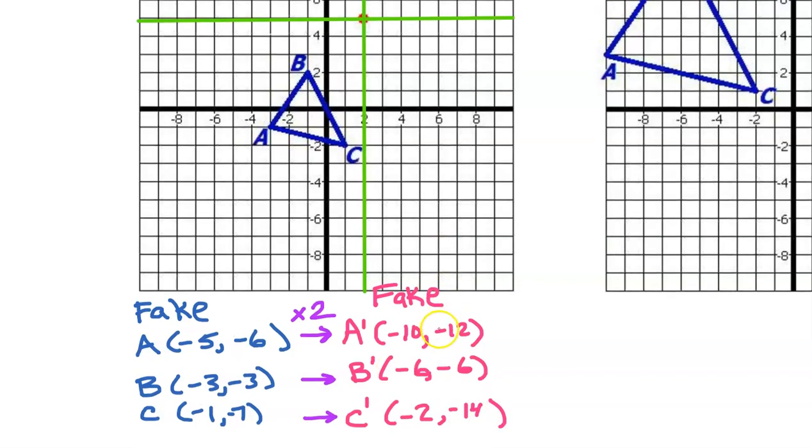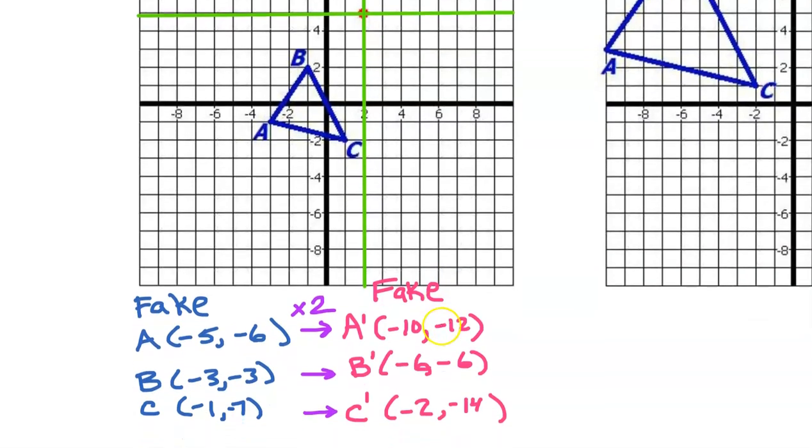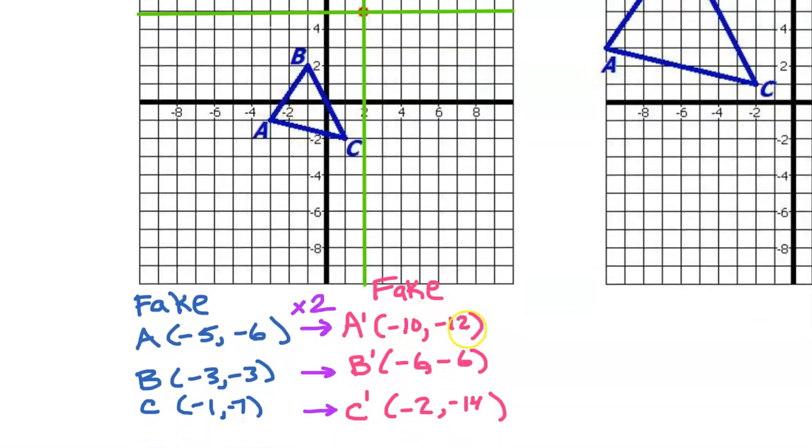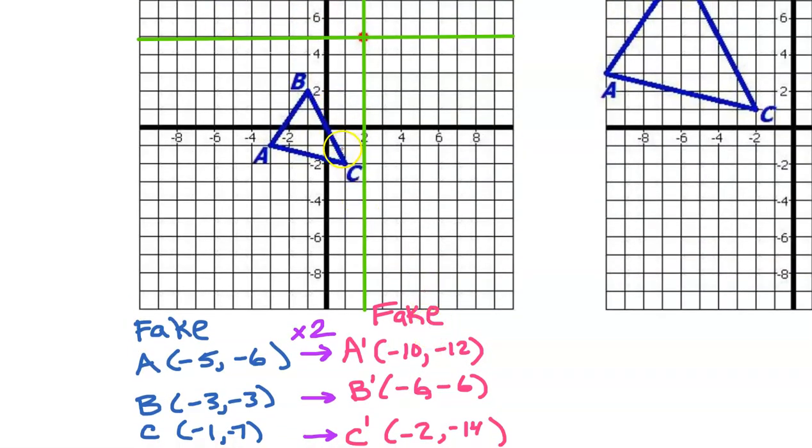All right, let's plot these points and see what we've got. So -2, -10, -12. We're calling these fake to remind us to use the green lines. So here we go. -10 from here is going to be here. And then -12, okay, is going to be here. So this will be A prime.